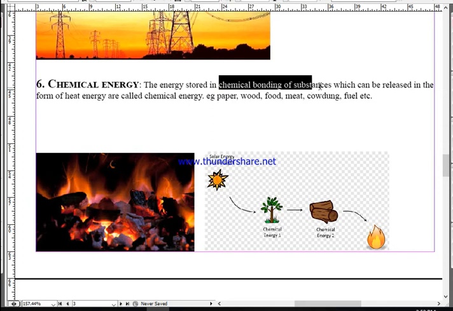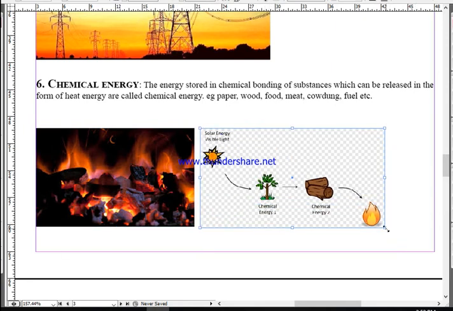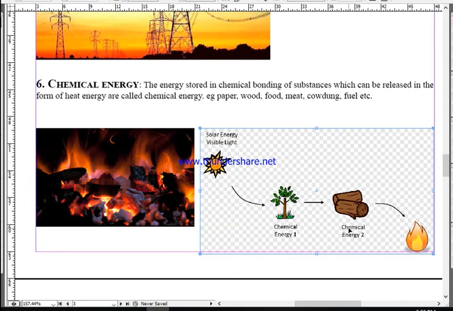Okay, chemical bonding of substance, which can be released in the form of heat energy. That is called chemical energy. And look at the example over here. We are given coal, the burning coal, and another example here of how chemical energy comes to existence.